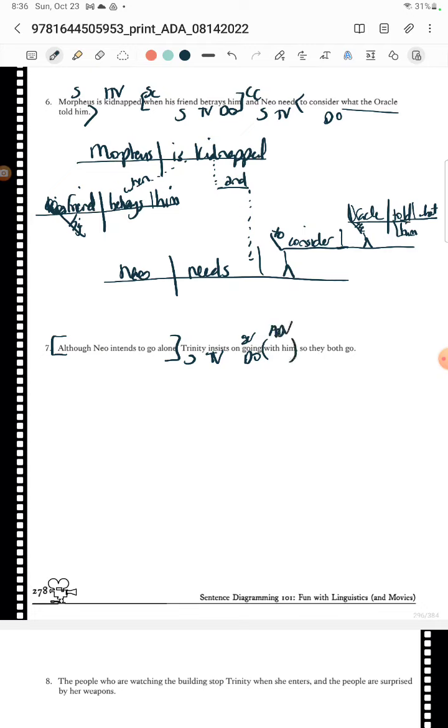Okay, so coordinating conjunction, they go both. So they go both is how they go. And then we have this dependent clause over here, so subordinating. And then he intends, and then he intends to go alone.